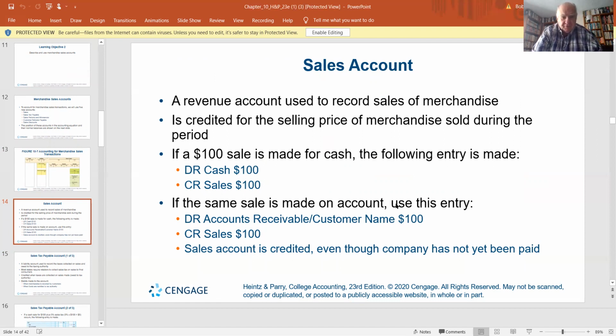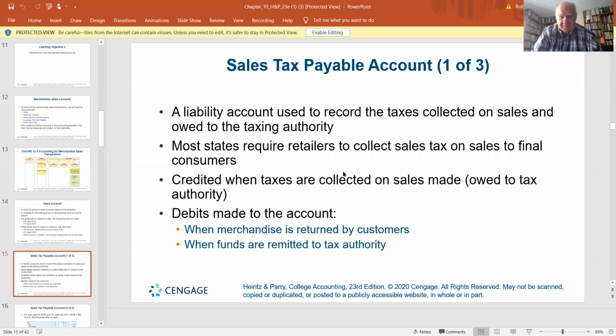So you made a sale for $100, just like we taught you in chapter 3, I guess. We debit cash to increase cash. We credit sales to increase sales. All right. If it was made on account, well, we just change cash to accounts receivable. Pretty basic stuff.